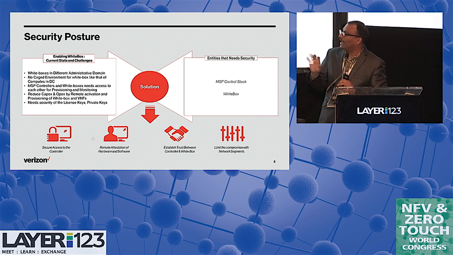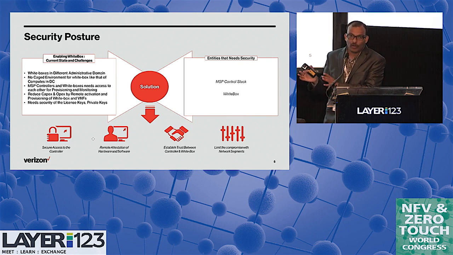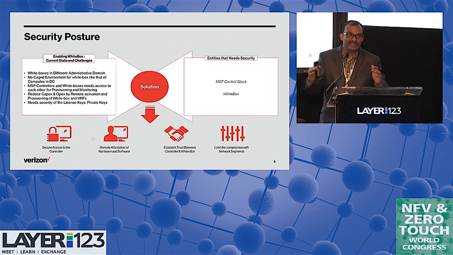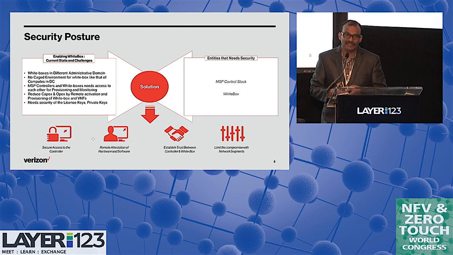So, I'll be talking about the workflow in the next slide, but what are the key elements that we need to protect? We need to protect our control stack. We need to protect the Whitebox. Generally, for our virtual network services offering, we provision VNFs in our cloud platform. But Whitebox is something that is shipped outside, and it's not in a secure physical environment like our data centers. So we need to ensure the security is baked in.